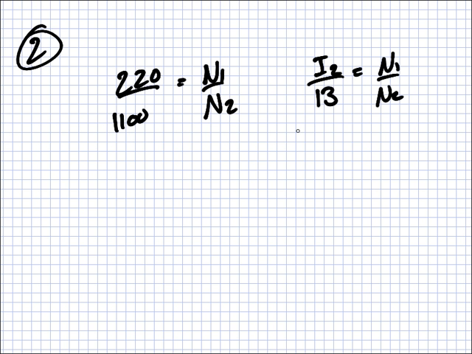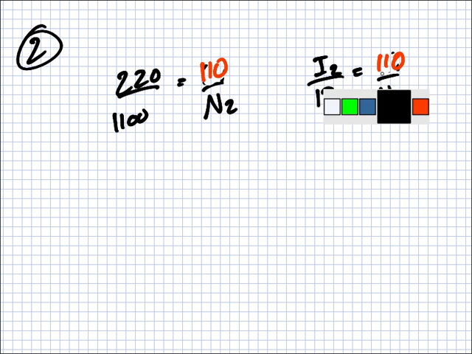Do we know anything else? Oh, we know that the number of turns on the primary coil is 110. So that's 110. And what do we want? That's I2 over I1. Yeah, it's actually upside down, the formula. It's I2 over I1. Yeah, it's opposite. You need to be careful with that in the exam.